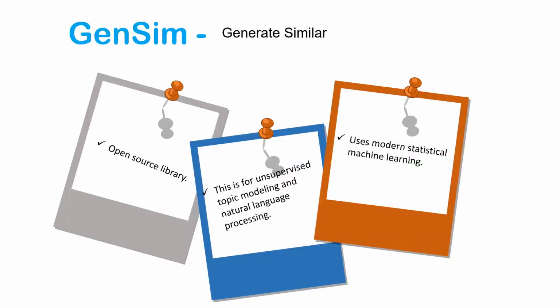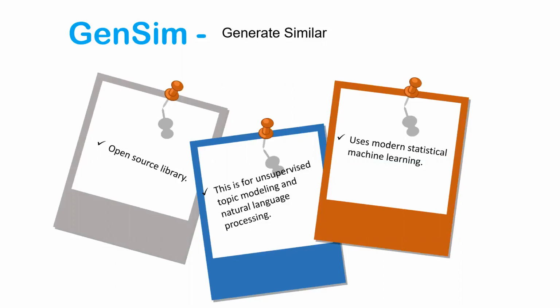GenSim is a Python library developed and maintained by Radim Rehurek. GenSim package runs on Linux, Windows, and also on Mac. It is a leading and state-of-the-art package for processing text, working with word vector models, and for building topic models. These word vector models are the models that are used to produce word embeddings. Word embeddings are representations of words with similar meanings.